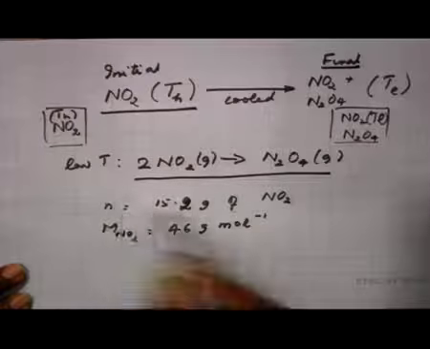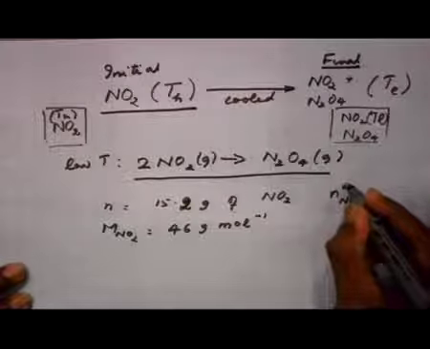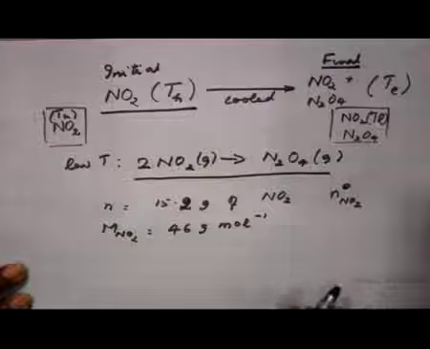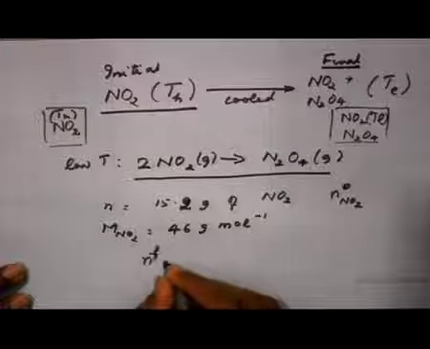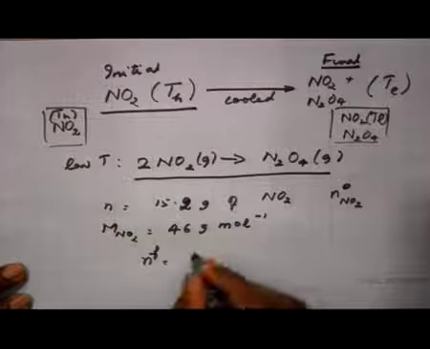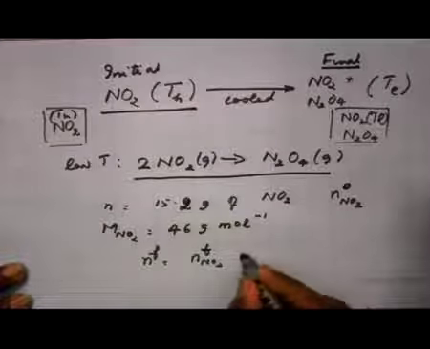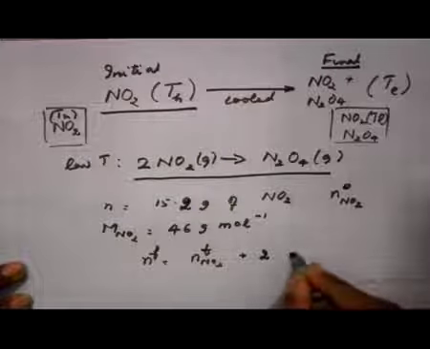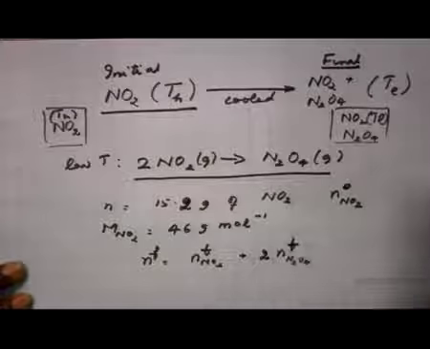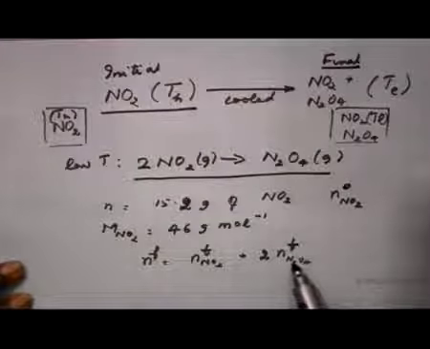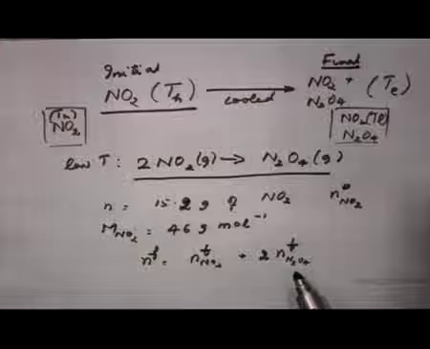So, we know the number of moles of NO2 to begin with, which I call N0, and at time t final I have n NO2 final plus 2 times n N2O4 final, right, because for every molecule of N2O4 we have 2 atoms of nitrogen.